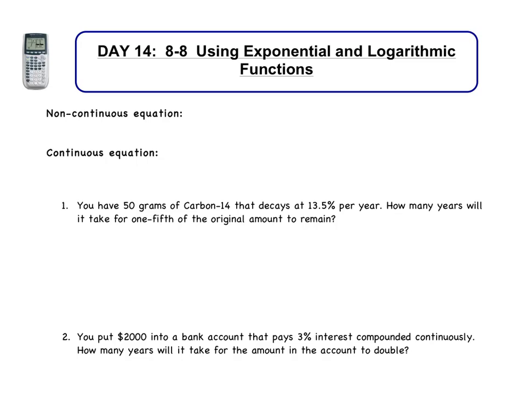Welcome to the last video of Chapter 8, Section 8, using exponential and logarithmic functions. Today's video, you're definitely going to need a calculator. All of our examples are going to be word problems.